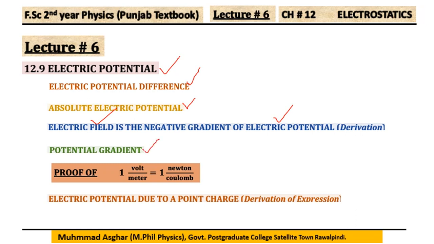Here we will find a term which is called potential gradient. We will define it, and now here we will find another unit of electric intensity, which is volt per meter. We will prove this. Volt per meter is equal to Newton per coulomb. And last topic will be the electric potential due to a point charge. We will find the derivation.